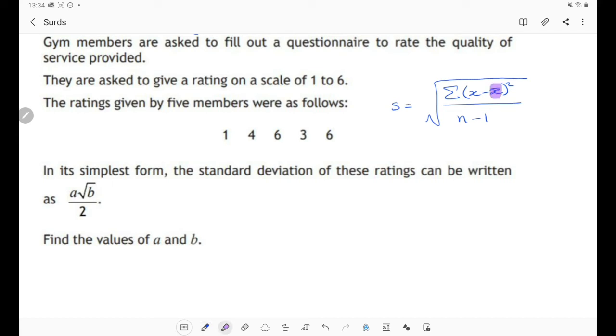The first thing you find is x bar. Now x bar is just a way of saying the mean. So the mean, you add them all up and you divide by the number of pieces of data and you get an answer of 4. Fab. You've got mark 1.